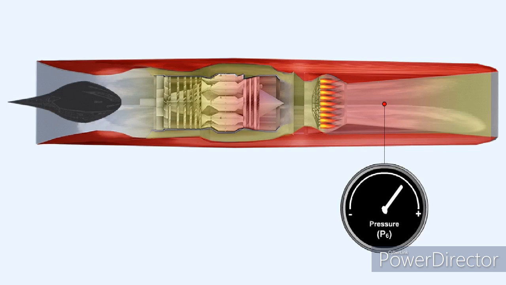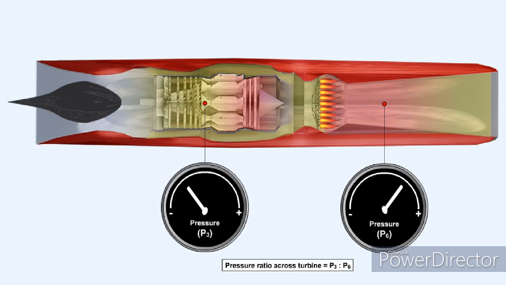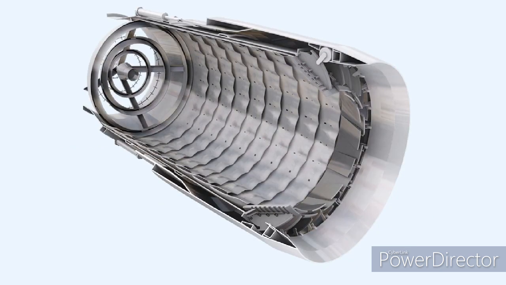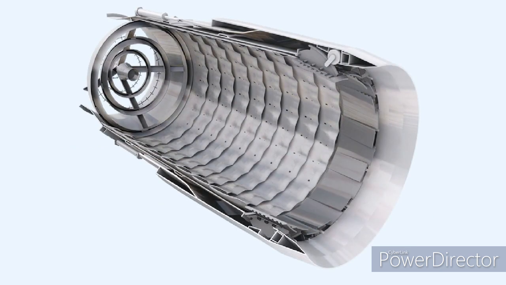When the fuel from the afterburner is ignited, the pressure in the jet pipe, which is called P6 pressure, will increase. This causes a change in the pressure ratio across the turbine. The pressure before the turbine is commonly called P3 pressure, so the pressure ratio across the turbine is P3 to P6. The variable area propelling nozzle is automatically opened so as to restore the correct P3-P6 ratio.